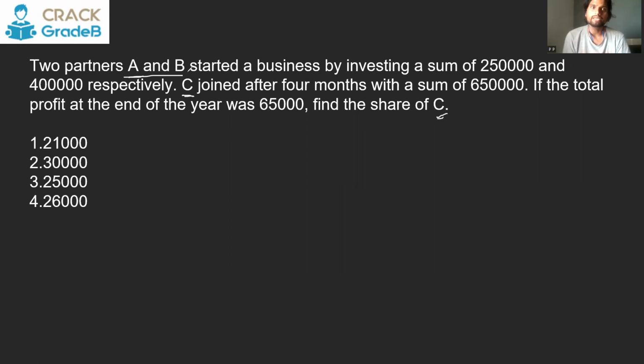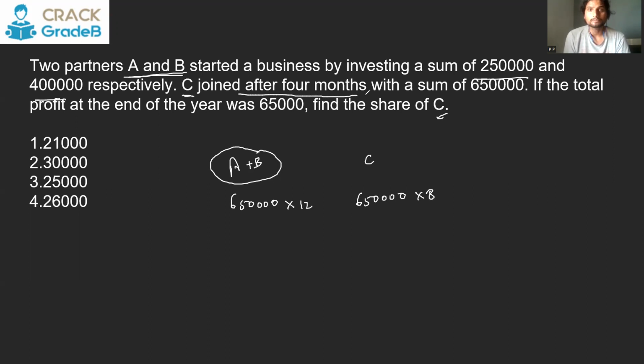So we can consider A and B as a single unit. Rather than having a ratio of 3 parameters, we can just have a ratio of 2 parameters. A and B we can consider as a single unit and C as a separate unit. A and B together invested 2,50,000 plus 4 lakh, that is 6,50,000, and they invested for 12 months. C invested 6,50,000 and he invested for 8 months because he joined after 4 months.